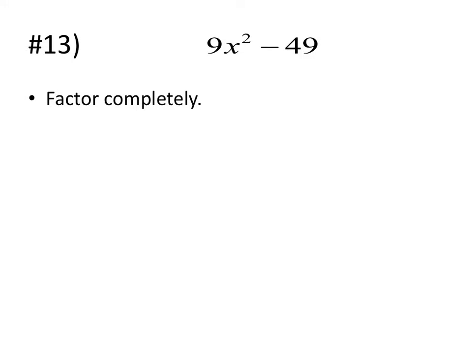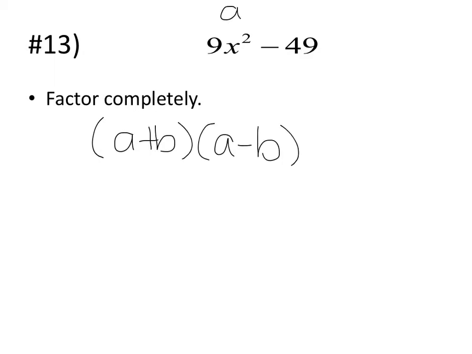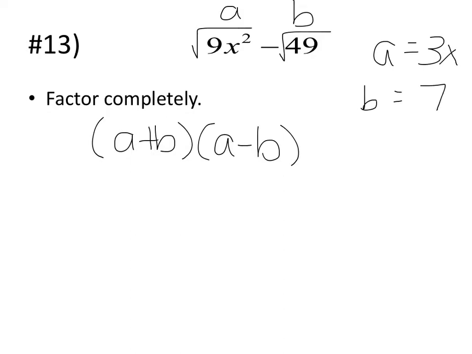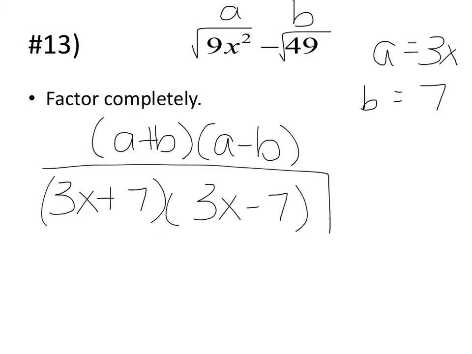Okay, now this is difference of squares. So you want a plus b times a minus b. Remember, this is going to be your a and this is going to be your b, but we have to take the square root of both. So a is 3x and b is 7. So we're going to do 3x plus 7, 3x minus 7. And that's your final answer.